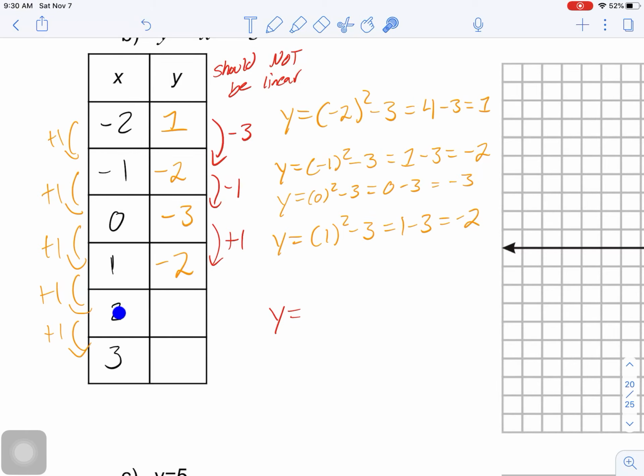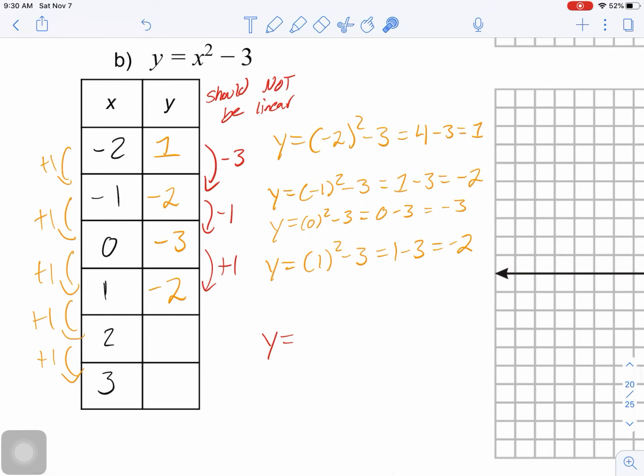So let's finish finding these points. So let's figure out where x is 2. What is y? So plug in 2 for x, so 2 squared minus 3. That gives me 4 minus 3, which is 1. And finally, when 3 is x. So 3 squared minus 3, that's 9 minus 3, which is 6.